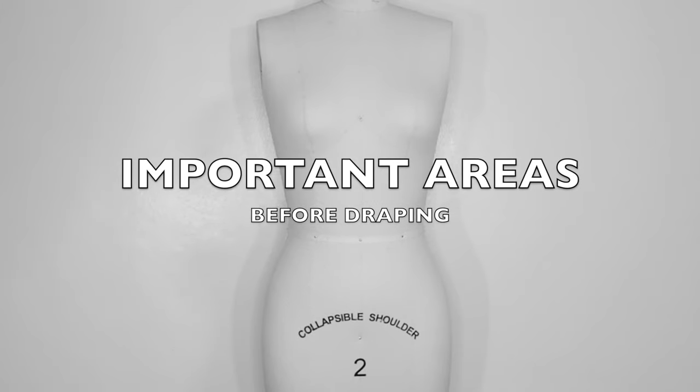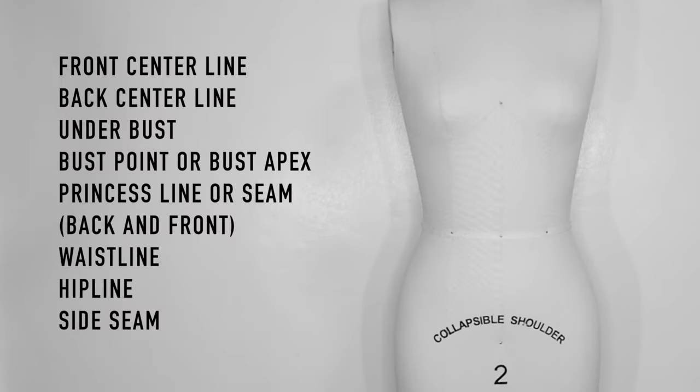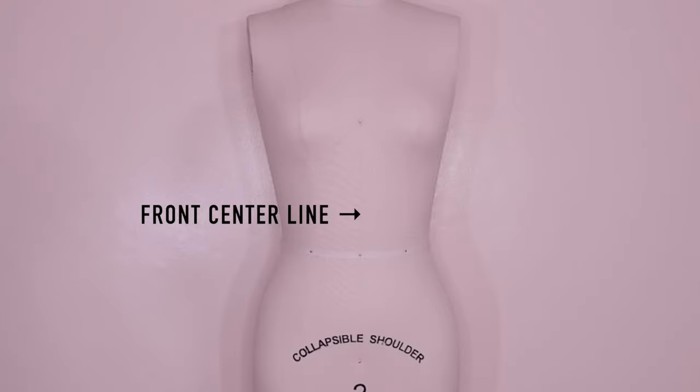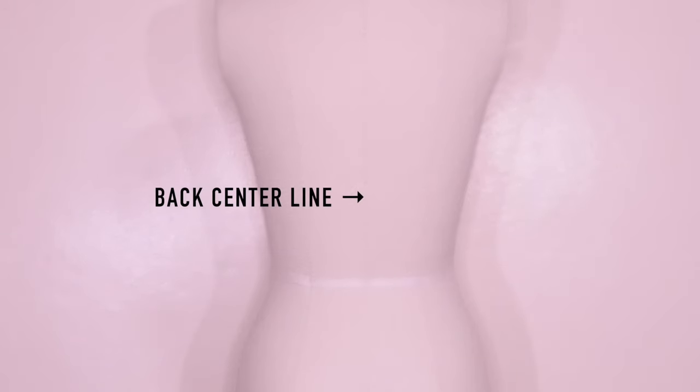So before draping or 3D pattern making, we must understand first the important areas of our dress form. Here are the important areas for draping. Front center line. It's the center of the dress form. This guideline is the starting point every time we drape. Back center line. It's the guideline on the back, and it's also the same with the front center line. Under bust. It's the smallest part of the bust area, usually the difficult part to contour or to drape.